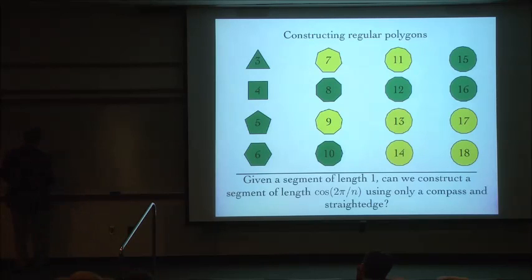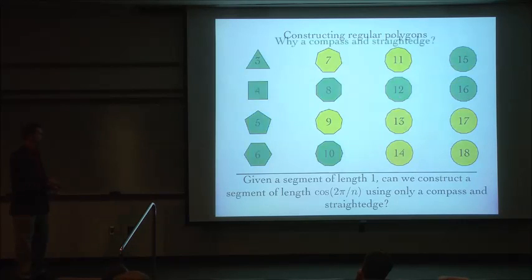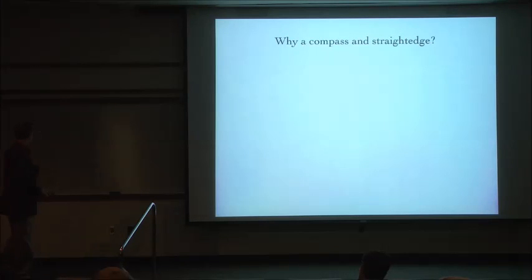And so it's really going to boil down to: can we construct a segment of length cosine 2 pi over n using only compass and straight edge? Okay? So that's sort of the setup for it. You may be asking yourself, who cares, right? Why compass and straight edge?